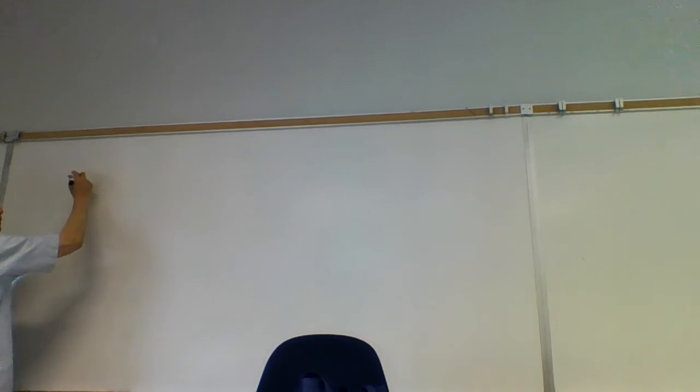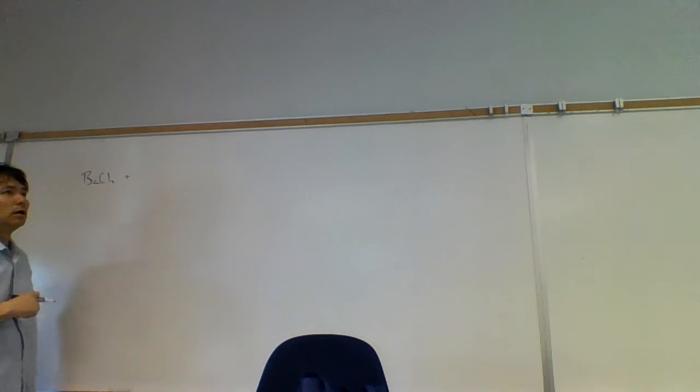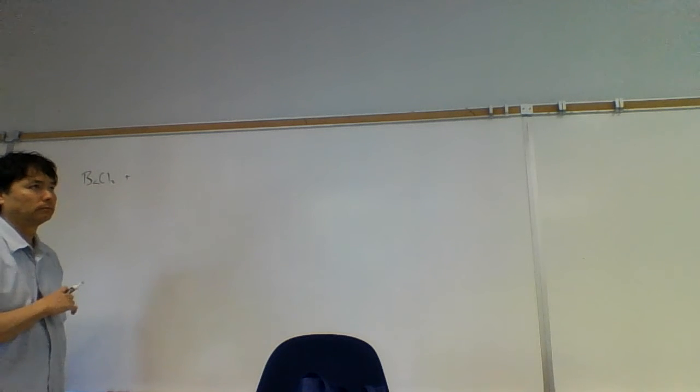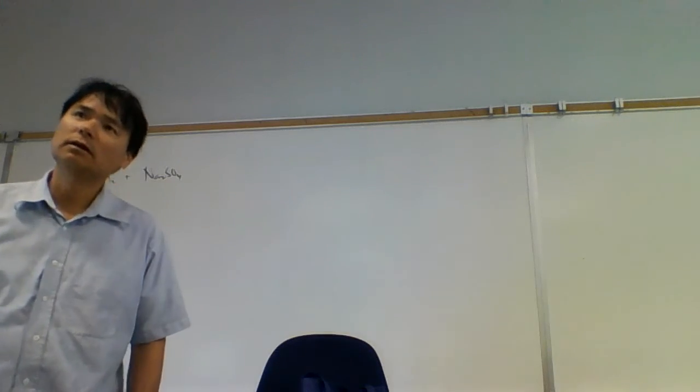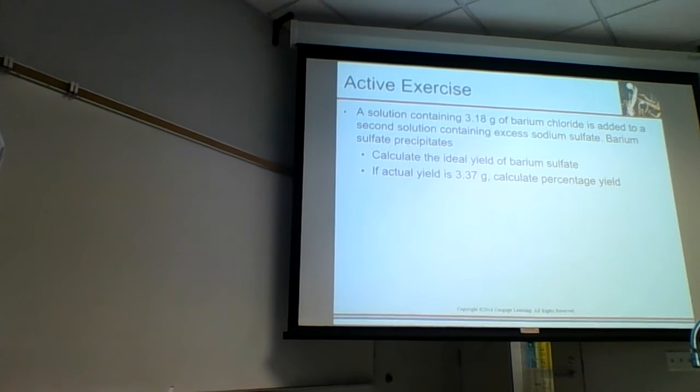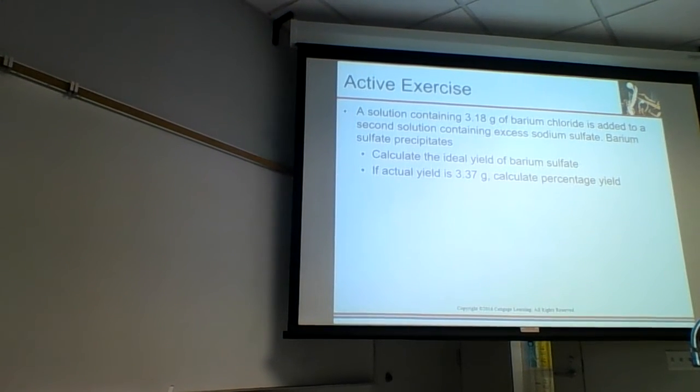So let's go ahead and figure it out. Barium chloride, what's the formula for that? BaCl2 plus sodium sulfate, Na2SO4. And you know what? They're telling us what the limiting reagent is. How do I know what the limiting reagent is based on the way the question is phrased? Although they don't state it outright. Yeah, excess, that means the excess reagent must be sodium sulfate, therefore the limiting reagent must be barium chloride.